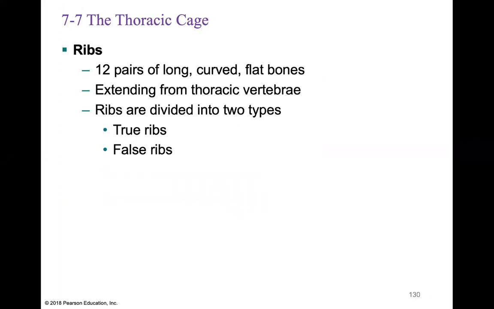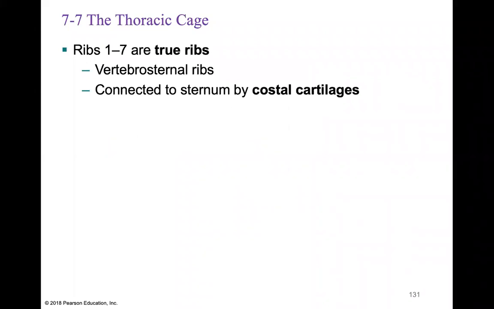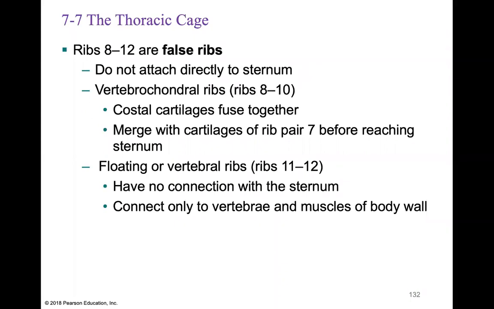So your ribs, you have 12 pairs of long, curved, flat bones extending from the thoracic vertebrae, and we have what are called true ribs and false ribs. Ribs 1 through 7 are true ribs. Why are they called true ribs? Because they are directly attached to the sternum by their costal cartilage. Ribs 8 through 12 are referred to as false ribs because they do not directly attach to the sternum by their costal cartilages, or may not at all.